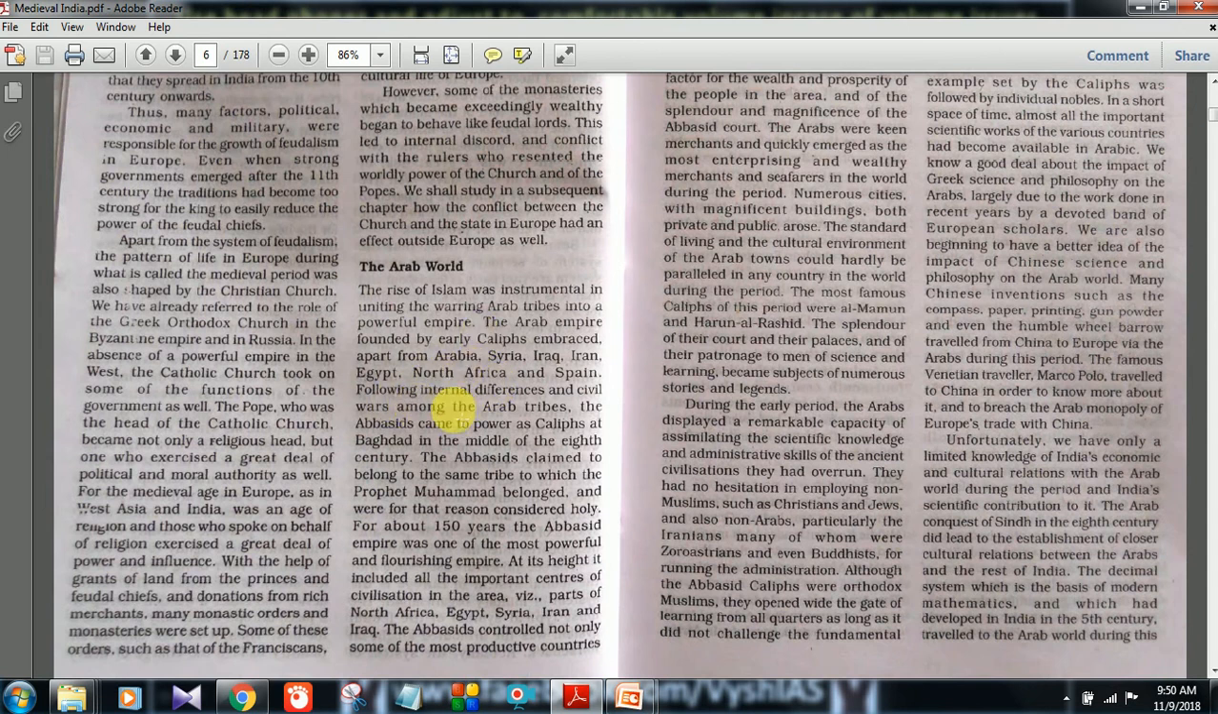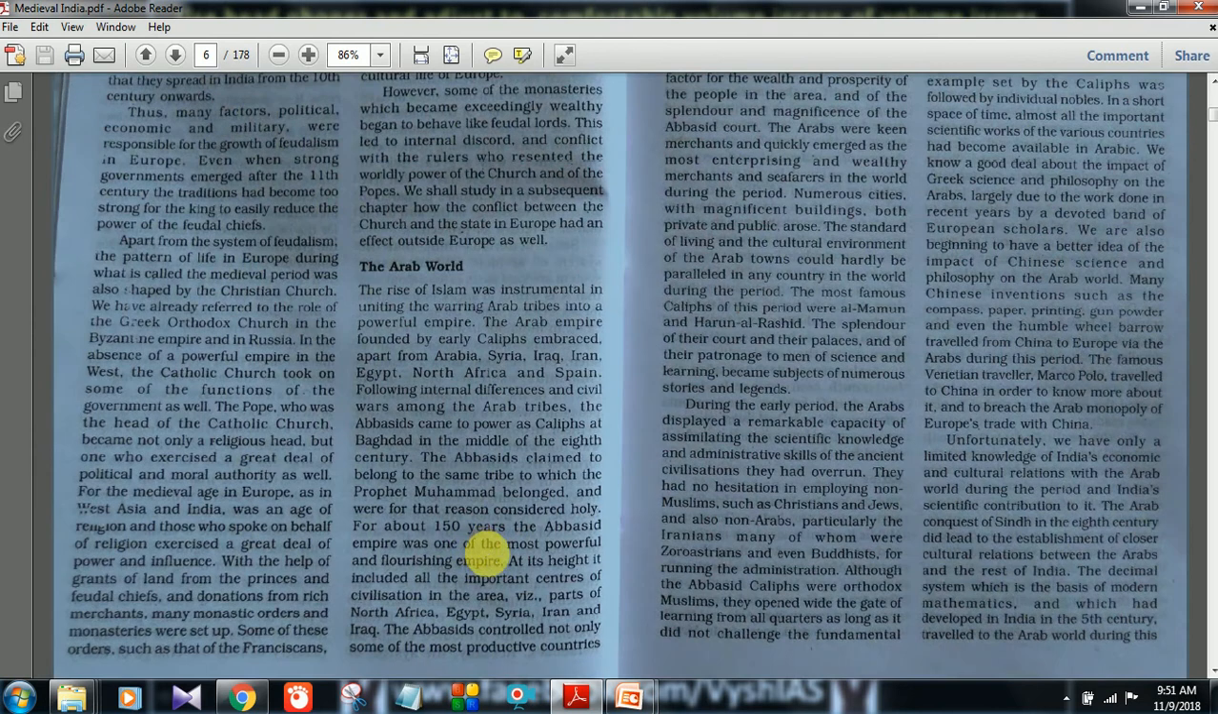Following internal disturbances and civil wars among the Arab tribes, which is actually happening now also, the Abbasids came to power as caliphs at Baghdad in the middle of the 8th century. The Abbasids claimed to belong to the same tribe to which Prophet Muhammad belonged, and were for that reason considered holy. So that is why this particular group is considered religious or holy. For about 150 years, the Abbasid Empire was one of the most powerful and flourishing empires.